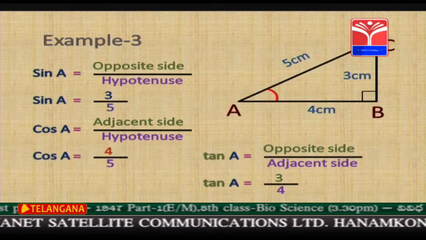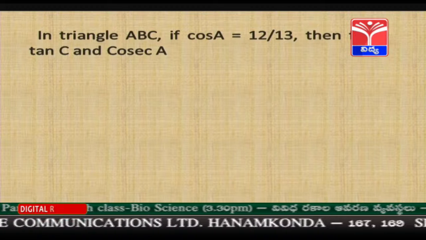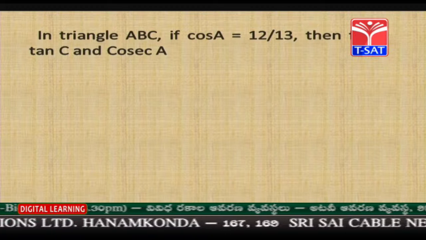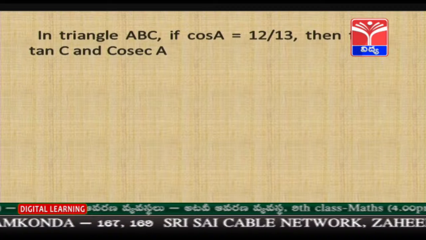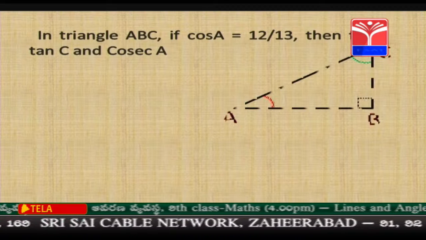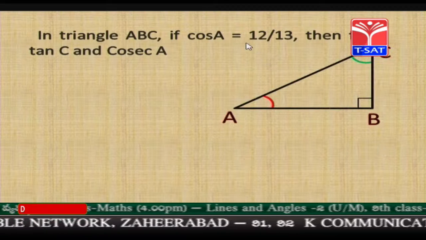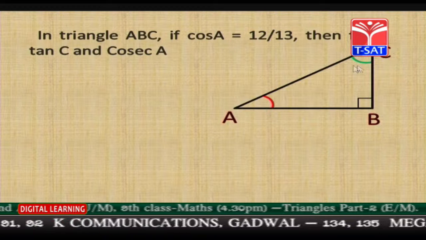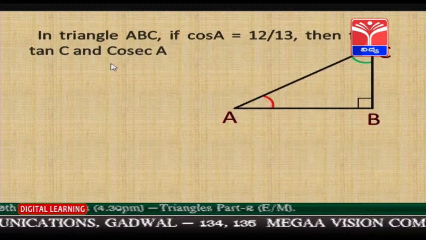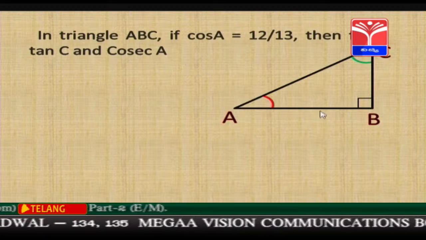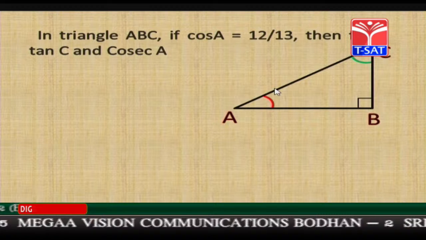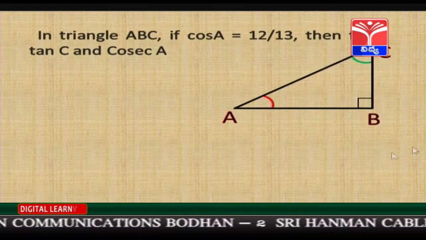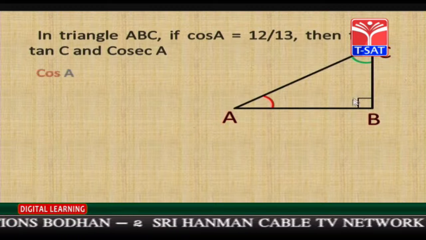Are you clear, children? In a triangle ABC, if cos A is equal to 12 by 13, then find tan C and cosec A. How to find this? Let me take the triangle ABC, and we know that cos A is here, that means angle A is here and angle C is here. So, I have to find tan C as well as cosec A, but before that I must know all the 3 sides. How to find?